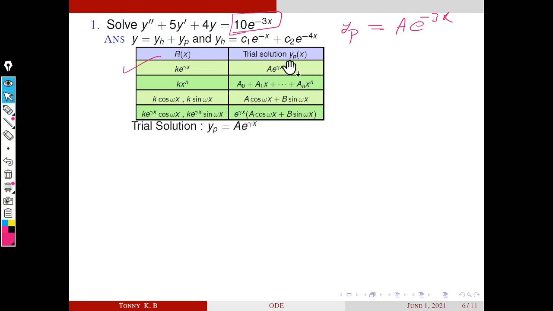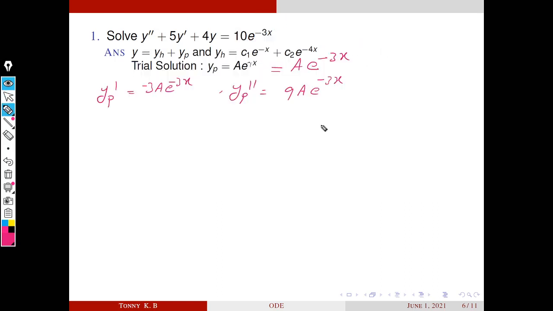Actually this is our rule 1. In this right hand side, rule 2 is not applicable because the terms in the complementary solution are not in the R of x. So rule 2, the modification rule, is not applicable. So this is our yp. To apply undetermined coefficients, we have to find the derivatives. So this is our yp, A e raised to minus 3x. So yp dash is equal to minus 3A e raised to minus 3x. Again differentiate this yp dash, then we get yp double dash, that is 9A e raised to minus 3x.